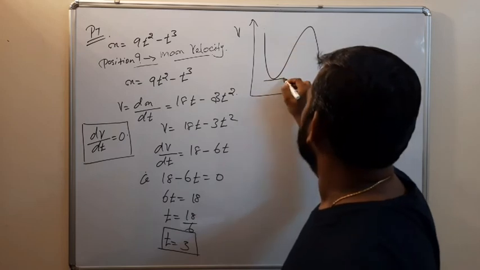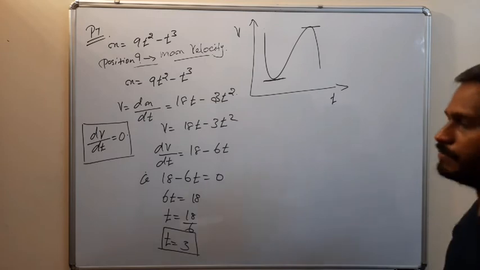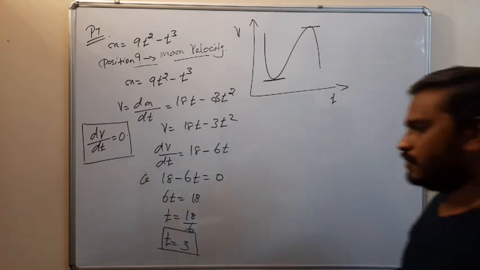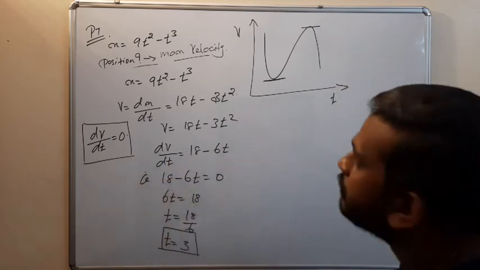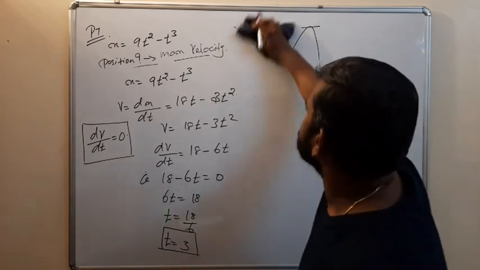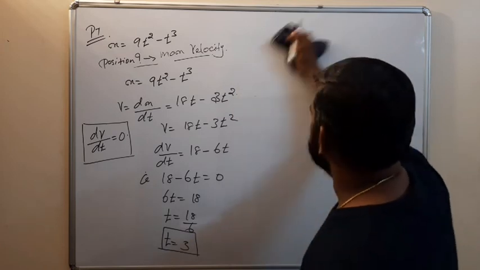So during this, that is minimum and maximum. Minimum and maximum, that is dv by dt is equal to 0. So t is equal to 3 means the function may be maximum or minimum. May be maximum or minimum. So we have to confirm whether it is maximum or minimum.